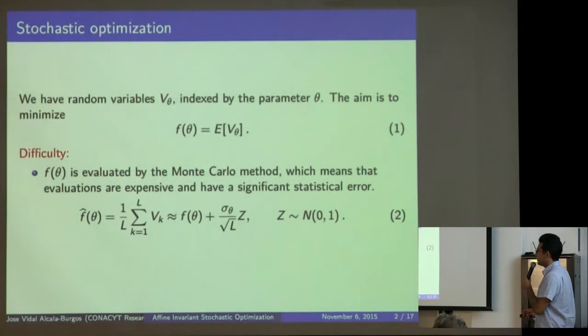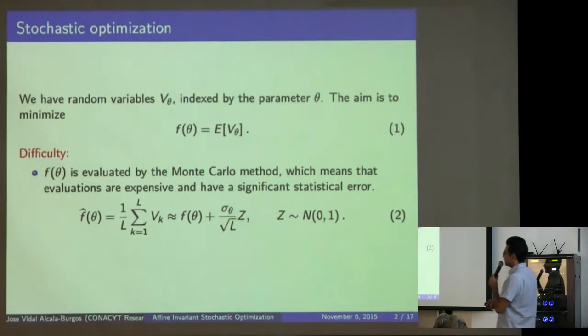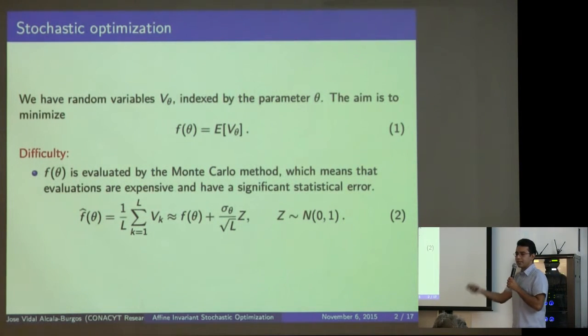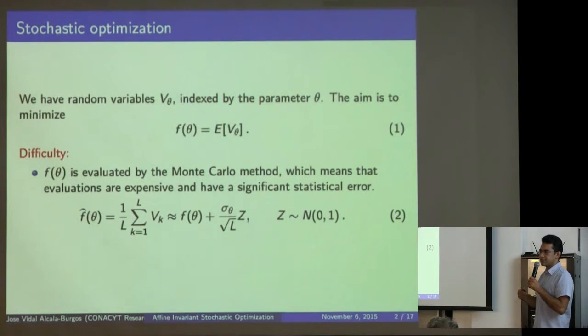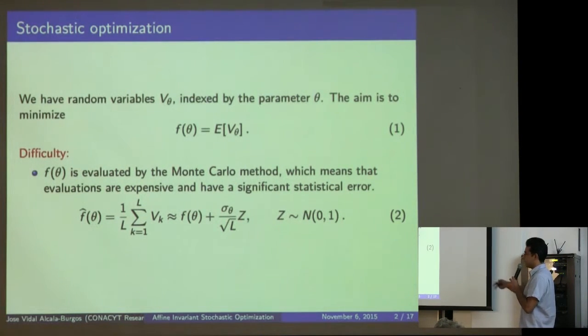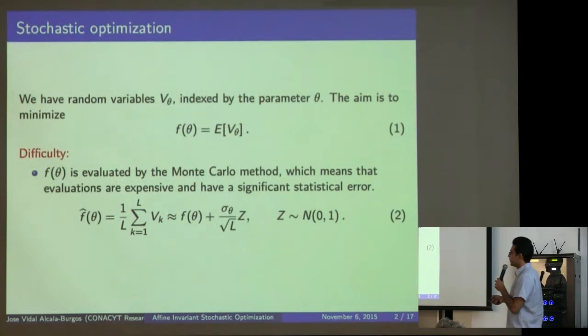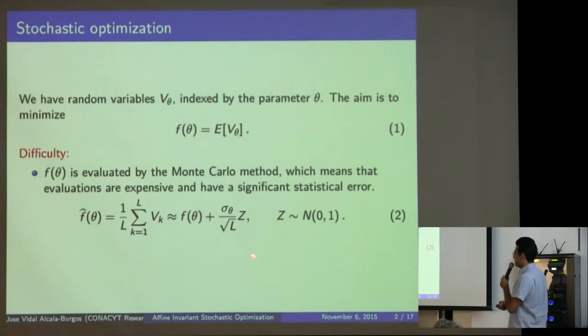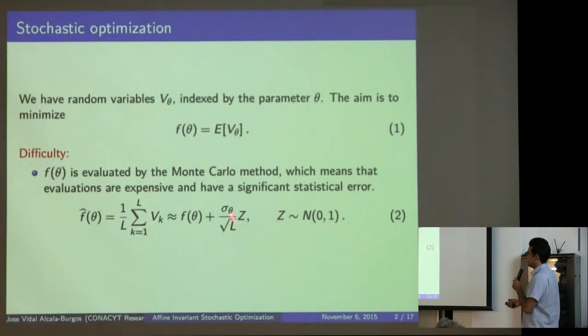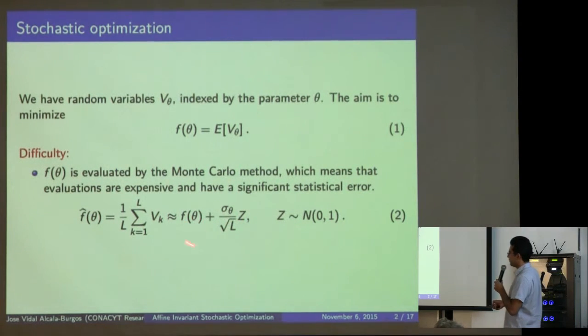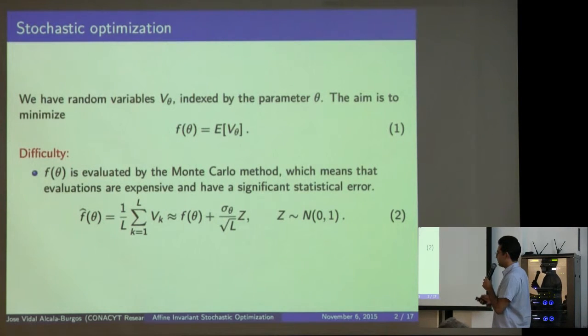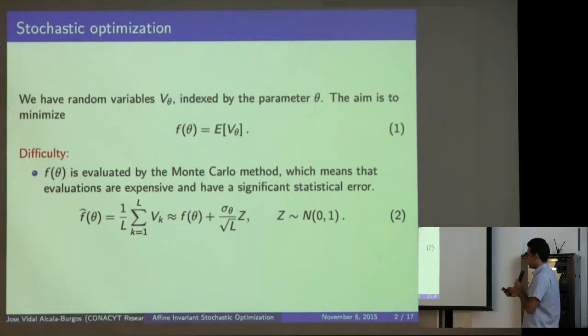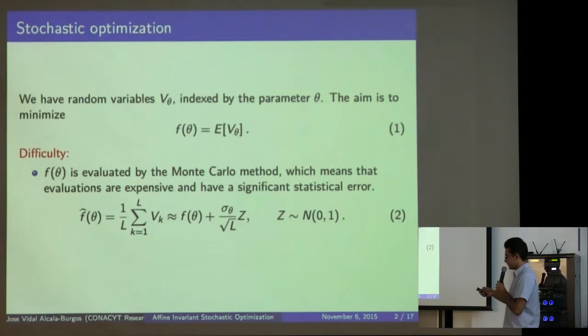So what is the difficulty? Well, this function has some noise. Every time we get a new sample or a new image to train our model, there is some noise that we are adding to the model. So if we want to evaluate the function, let's say by Monte Carlo, then we have a statistical error of the size of 1 over the square root of L, where L is the number of samples. So how do we optimize this type of function?